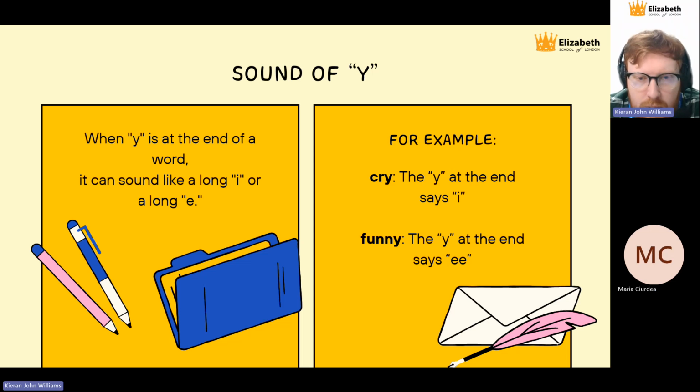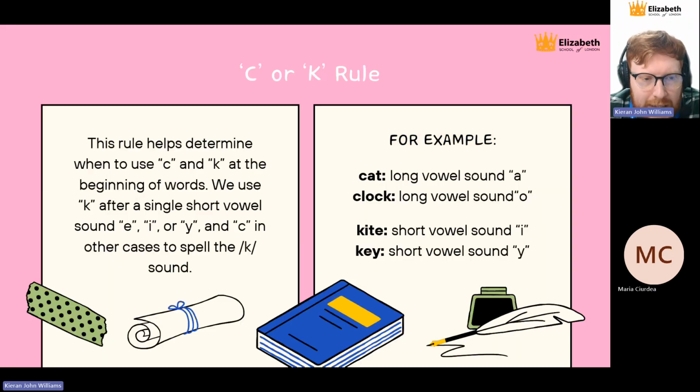Now, for the next one, it is whether we use C or we use K. So this rule that we're going to look at helps us to know whether we use C or K at the beginning of a word. So we use the letter K before the vowel sounds E, I, or Y, and C in other cases to spell the K sound.